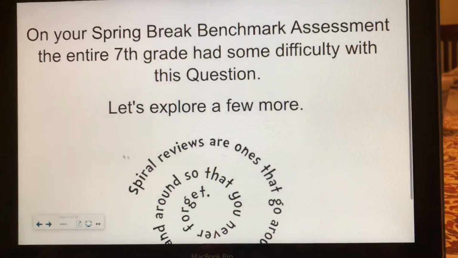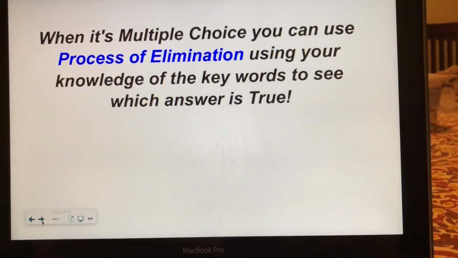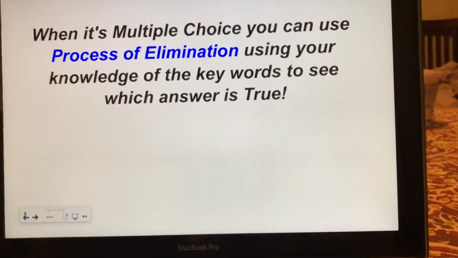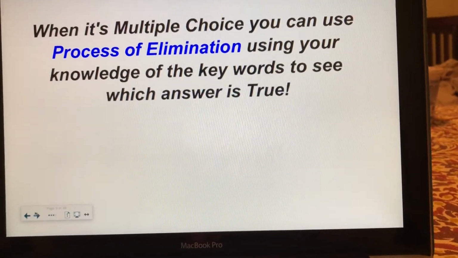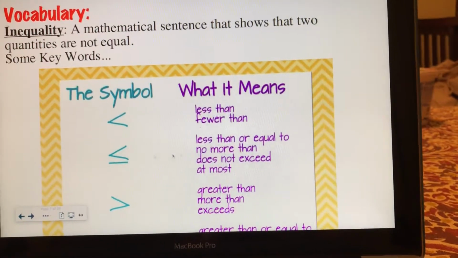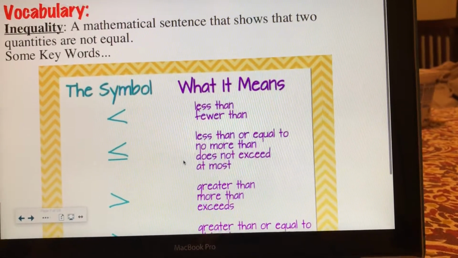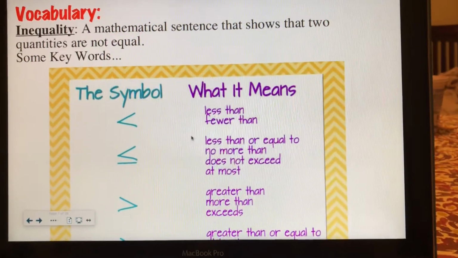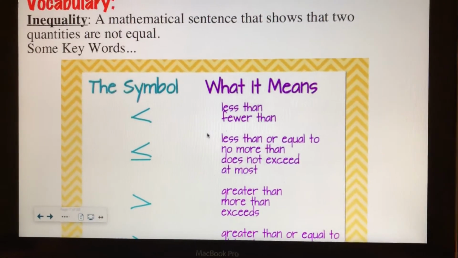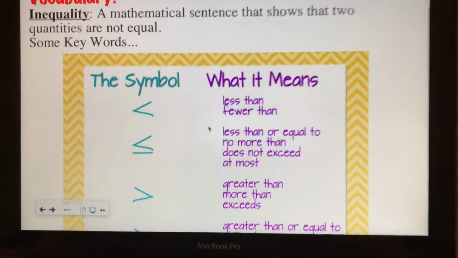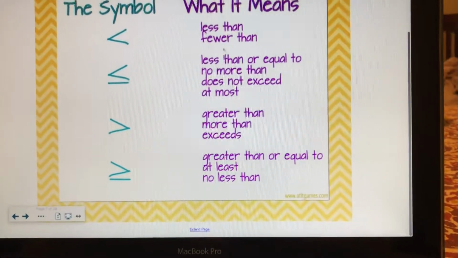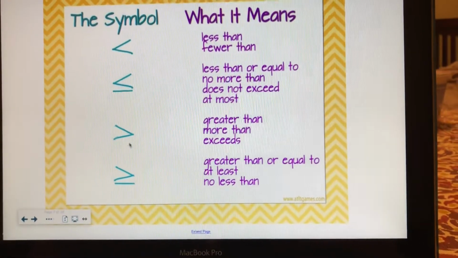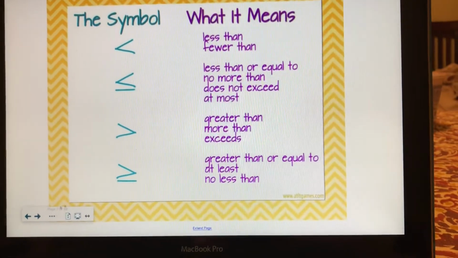Okay, I'm going to go past. So now, when it's multiple choice, we can use process of elimination using your knowledge of keywords. So remember the other day, well, we didn't do an inequality, but we had the whole list of addition, subtraction, multiplication, division, and words that matched up with that. And so here are, if you remember, we did this early in the year, symbols for less than or equal to, greater than or equal to.